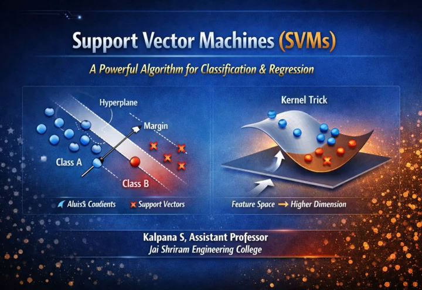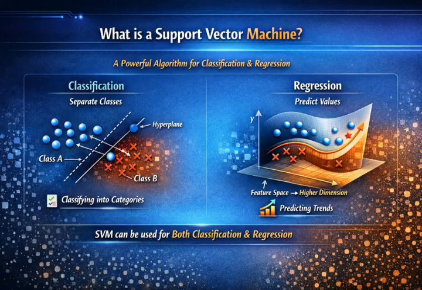Today we will explore support vector machines, one of the most powerful and widely used algorithms in machine learning. Support vector machines are particularly effective for classification tasks and have strong theoretical foundations in optimization and geometry.